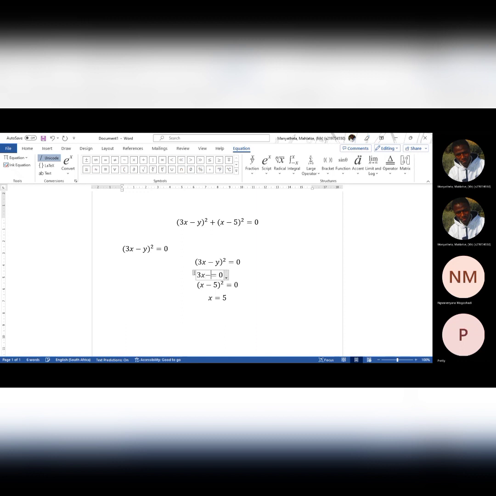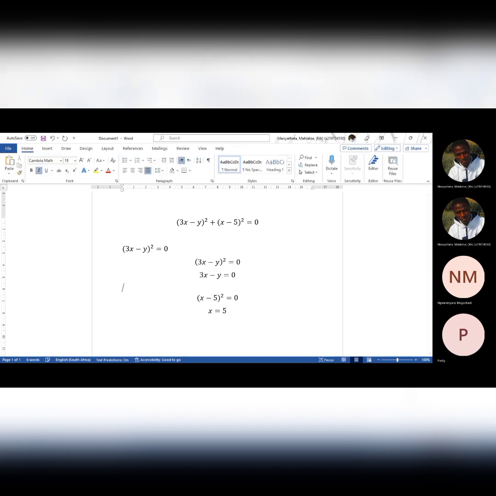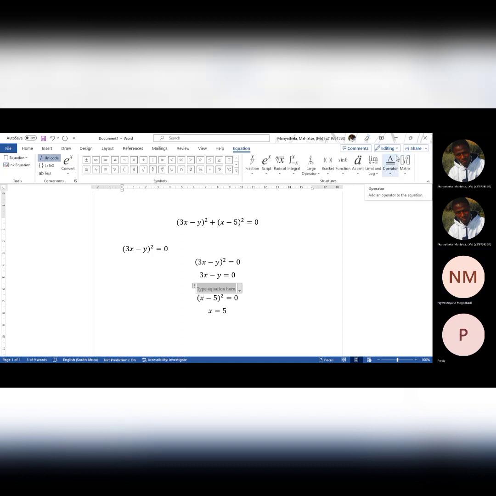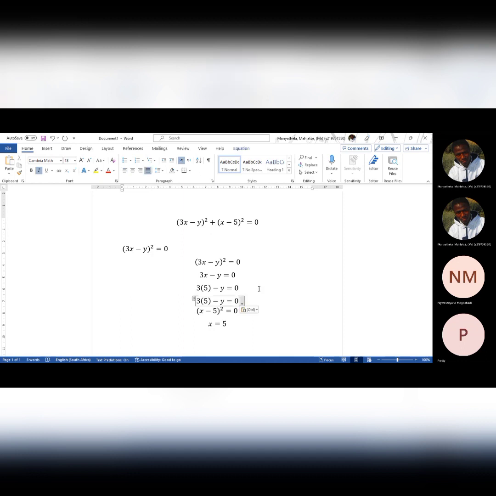So we are left with 3x minus y equal to 0. But we know the value of x, it is 5. So we replace x with 5. 3 times 5, which is 15, minus y equal to 0.